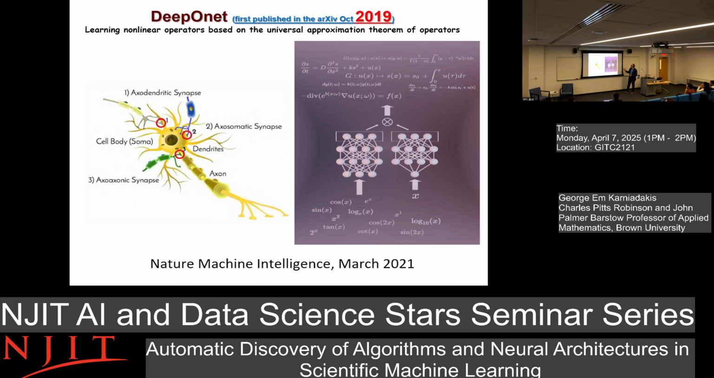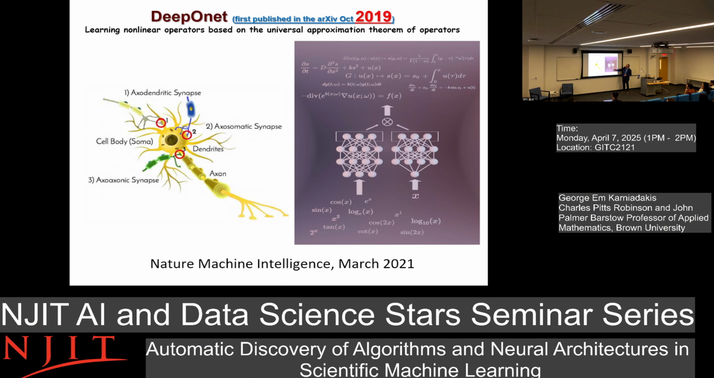So that's what we introduced in 2019, the deep operator network. It consists of two networks: one we call the branch, and one the trunk. We take some inspiration from a human neuron. The human neuron has these branches, or dendrites. These are the inputs. So we take all these functions and we put them here.